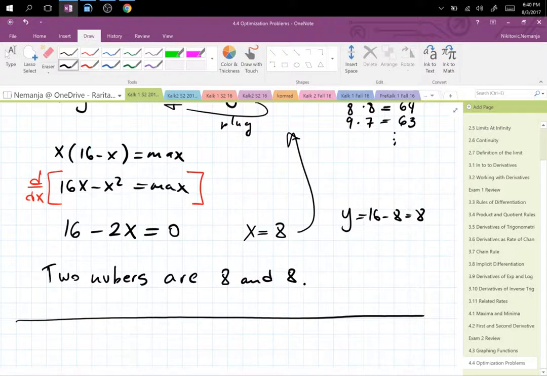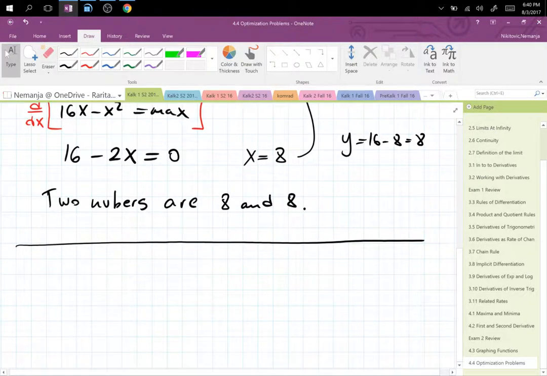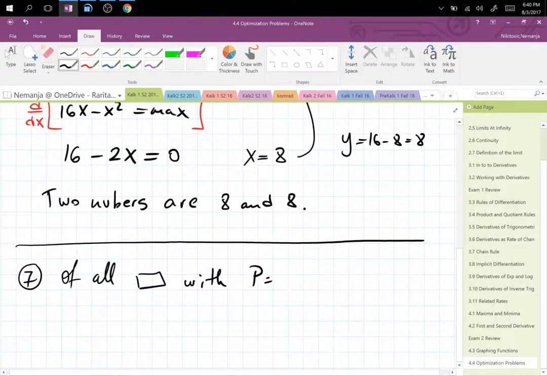So here is the question. Minimum perimeter of a rectangle. So of all rectangles of area 100, which one is the one with the minimum perimeter? Problem number 7. So of all rectangles with area equal to 100, which one has the minimum perimeter?